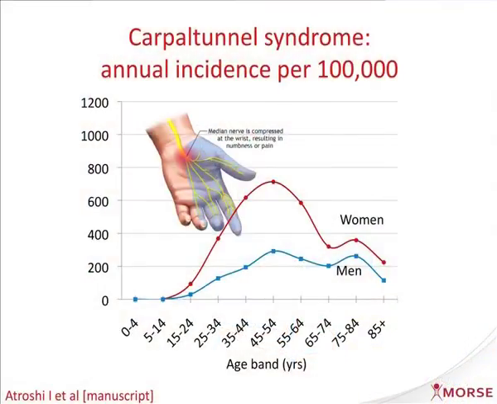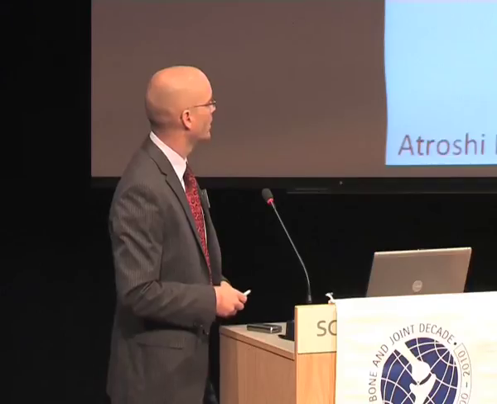I'll give you another example which has quite the opposite pattern. It peaks in the working ages. This is carpal tunnel syndrome. It's a compression of the median nerve, also more frequently found in women.